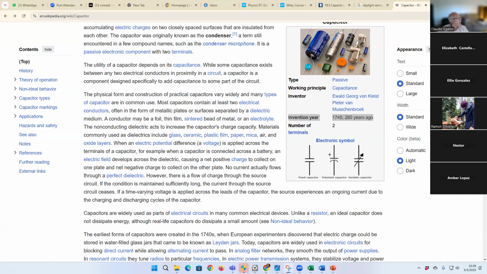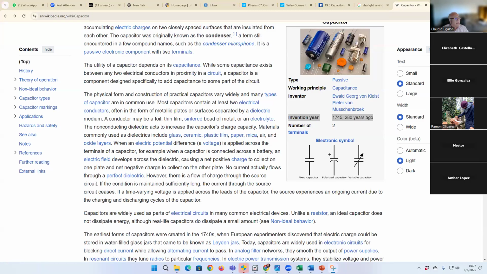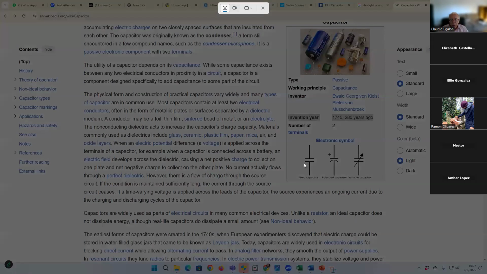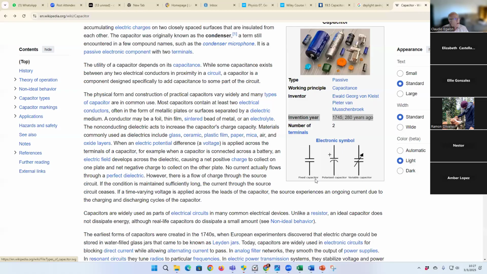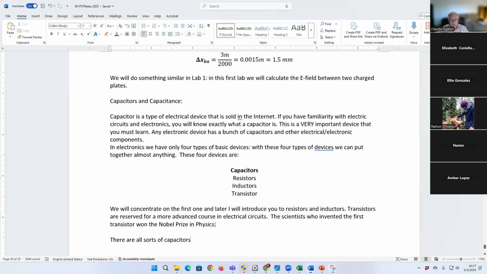I'm going to copy that and paste it in my notes. Symbol of a capacitor with fixed capacitance. We're going to get into capacitance very soon. There are all sorts of capacitors out there.